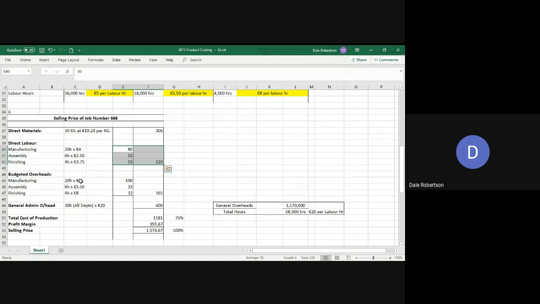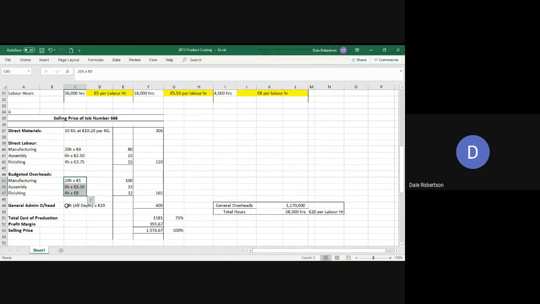Now, in the budgeted overheads, it is the same three sets of hours, 20, 6, and 4. But here we're trying to figure out how much the insurance, rent, rates, electricity, all that is. We already have calculated these rates. These are 5, 5.50, and 8 from part 1 of the question. So we multiply by 5, 5.50, and 8 to get these numbers here, and that will give us 165. So you're using the rates from part 1 of the question, part B1, and the hours from the question.